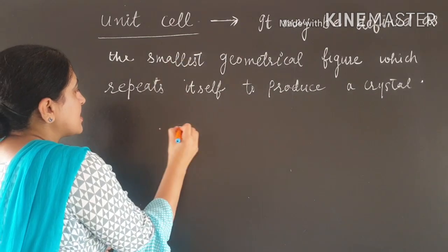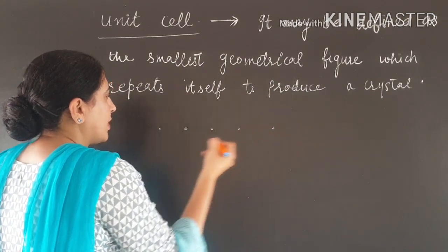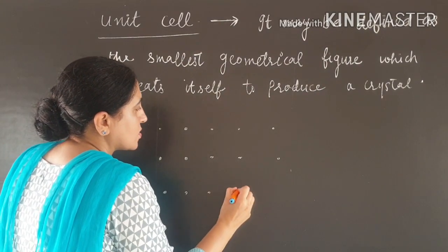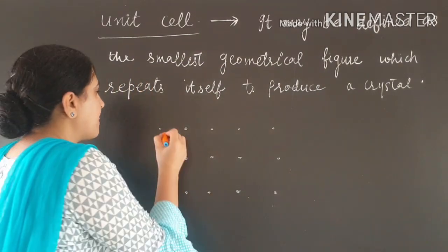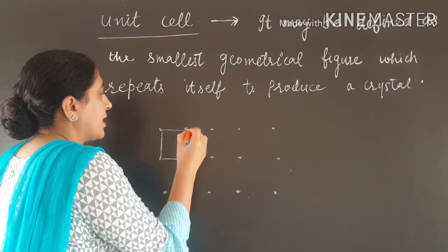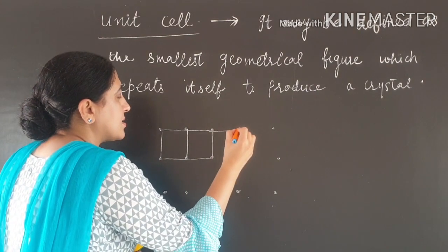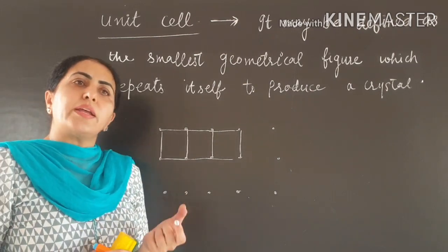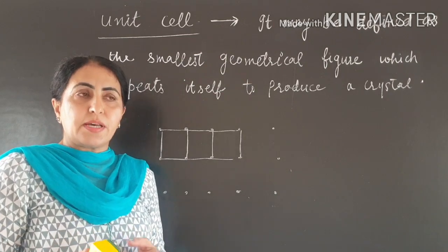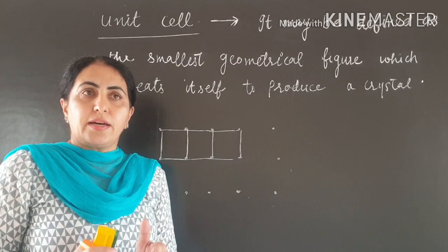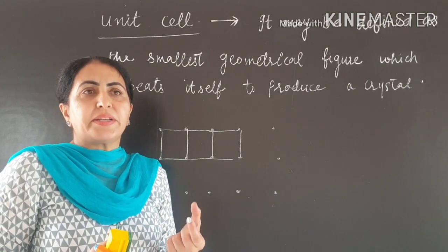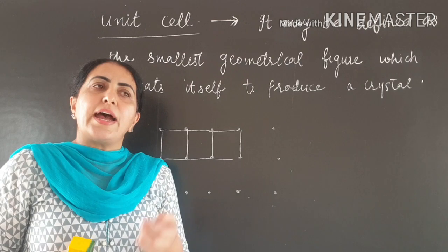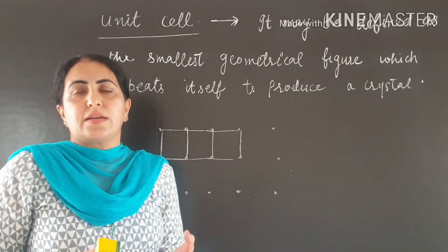So what is a unit cell? Suppose this is a lattice; we will draw a two dimensional lattice on the board. This unit is repeated again and again. A small arrangement of atoms is repeated again and again. So we divide the structure into these repeated patterns, and this repeated pattern is called a unit cell.